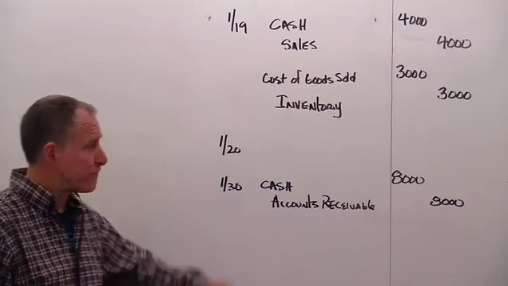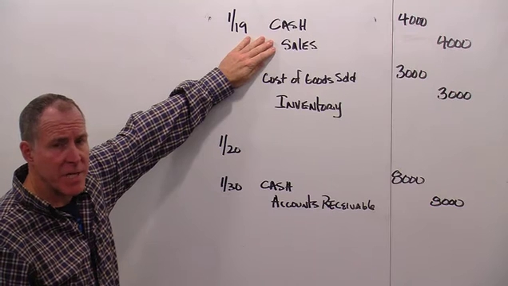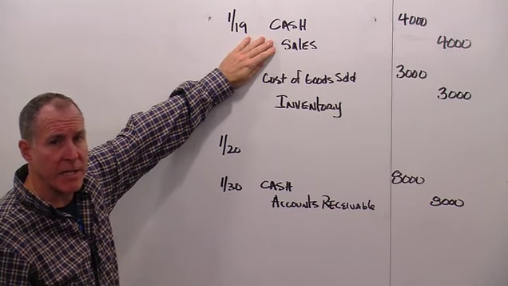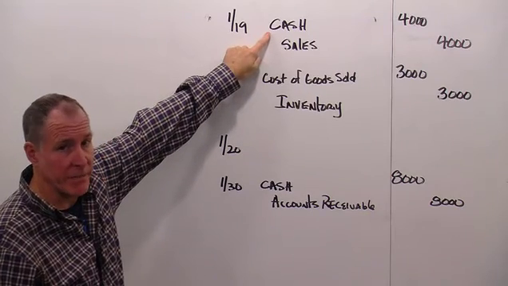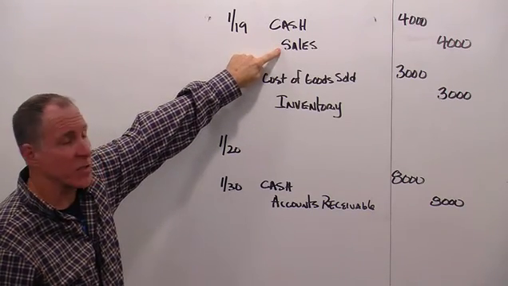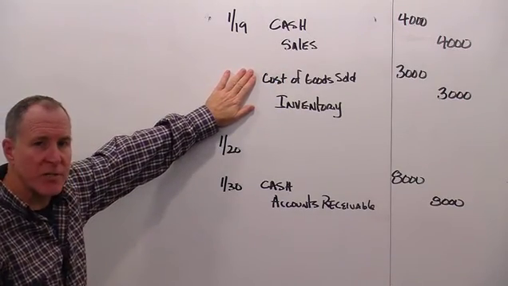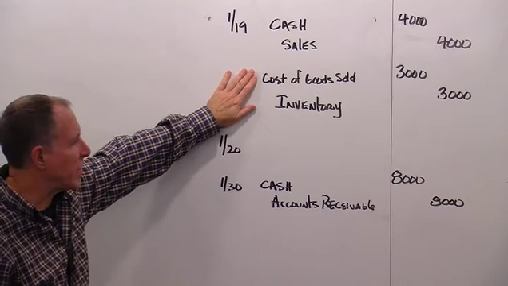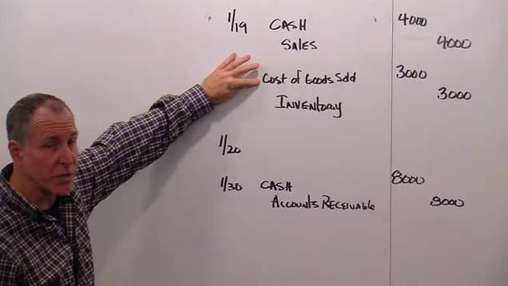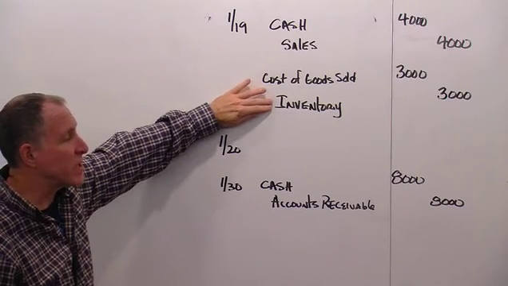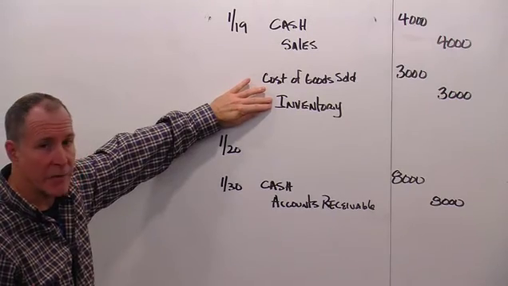So the journal entry here on the 19th, we're going to record the sale, and this time instead of the buyer telling us that they're going to pay us later, they're paying us right now. We debit cash because they're giving us the cash. We're going to credit sales for $4,000. Now, these goods cost us $3,000. So we have that expense account, cost of goods sold, for the cost of the goods, $3,000, and we're going to reduce the inventory, because we're using the perpetual inventory system, by $3,000.